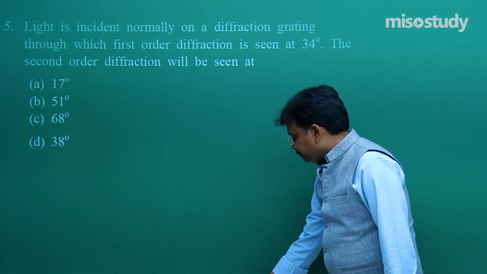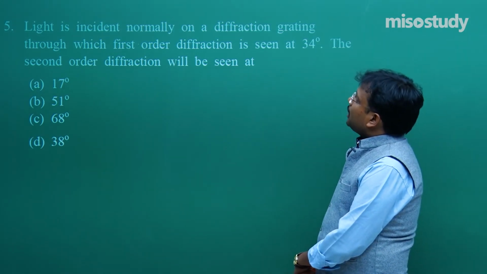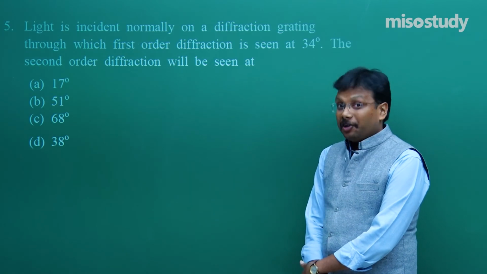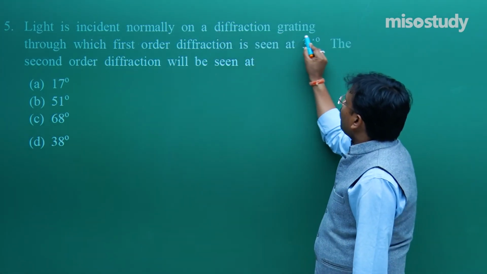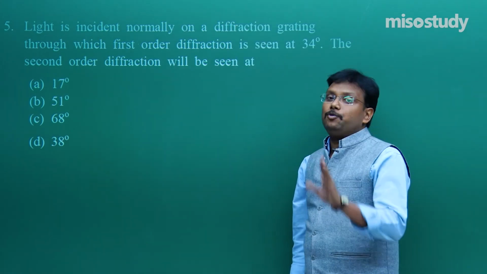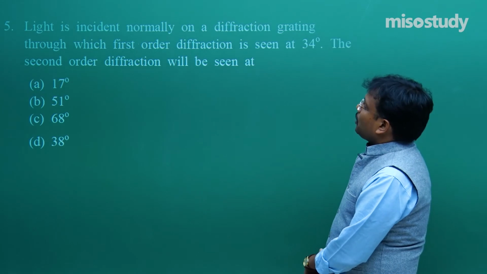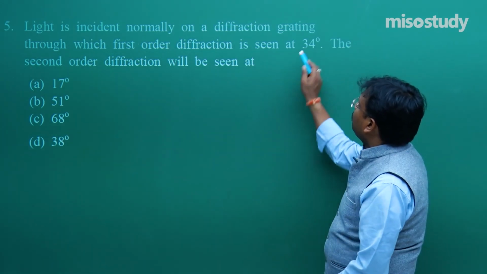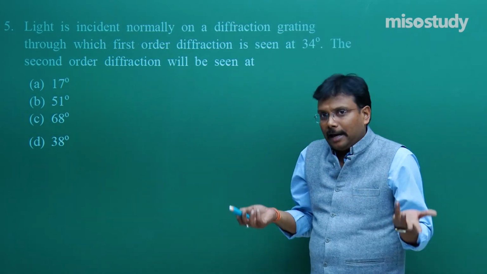Here is the 5th question. Light is incident normally on a diffraction grating. Moment you get these types of sentences, you should know what they mean, and for that you have to keep on revising your basics. Through which first order diffraction is seen at 34 degrees. The second order diffraction will be seen at what angle?